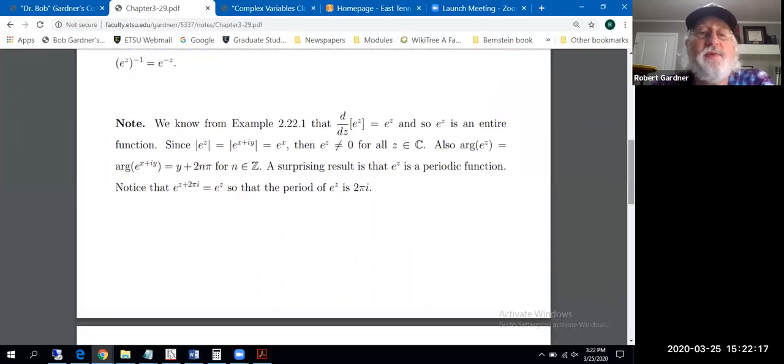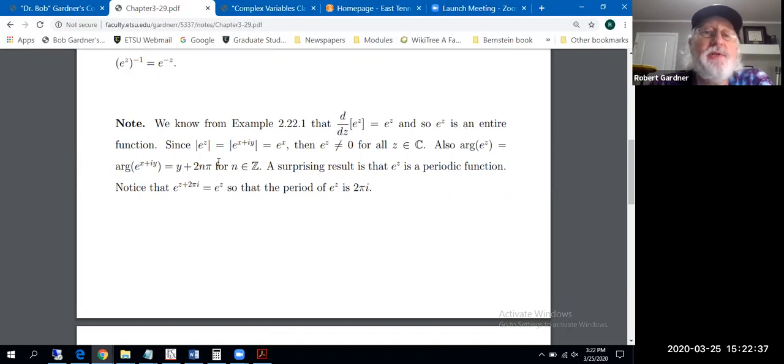Okay, when we took derivatives, I guess it was back in section 22, we observed that the derivative of the exponential function is itself, the derivative of e to the z is e to the z. So e to the z is an entire function, analytic, that is, differentiable in the entire complex plane.